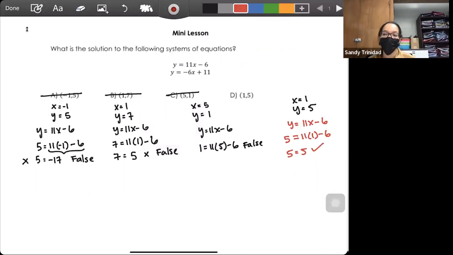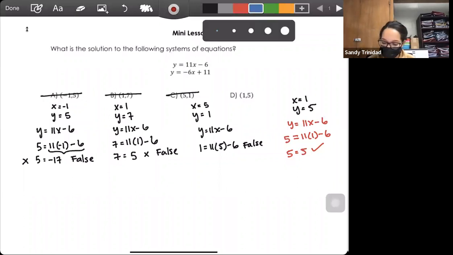But I can't stop there. I have to make sure that it also works for the other one. Because sometimes you might have a point that works for the first equation, but doesn't work for the second one. So you always want to make sure, even though it works for the first one, that you check both of them as well. Okay, the only moment you stop is when it doesn't work. But if it worked for the first one, now you have to also check that it works for the second one as well.